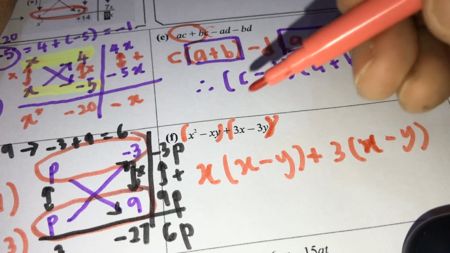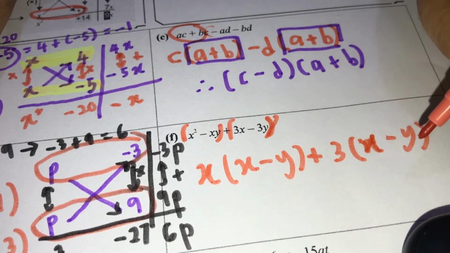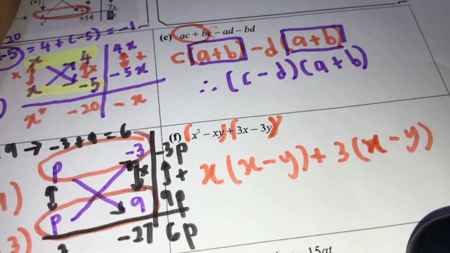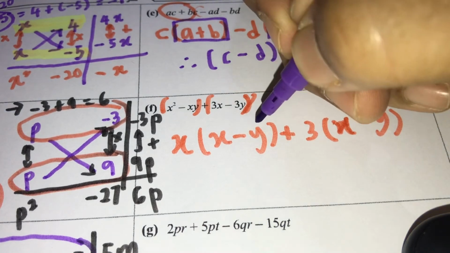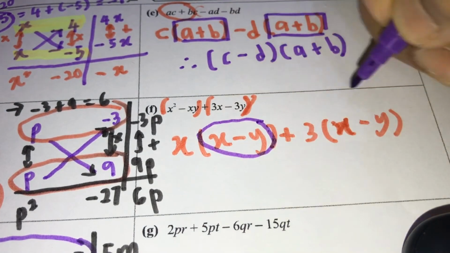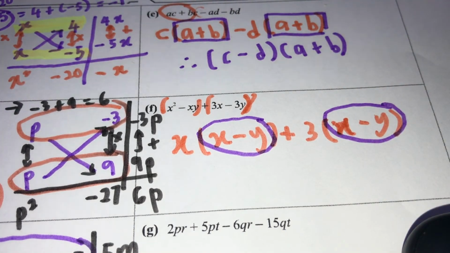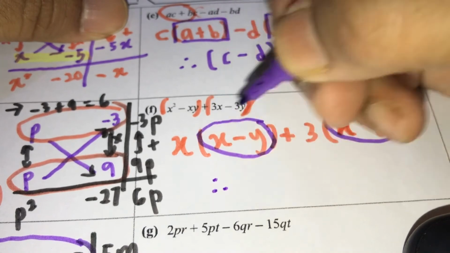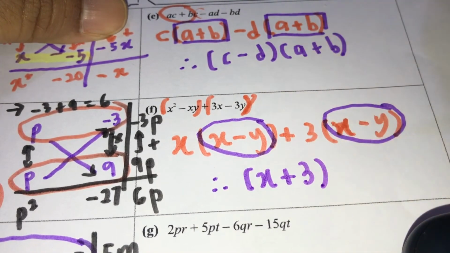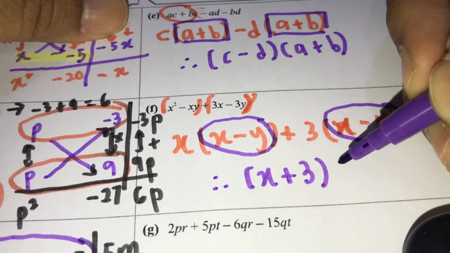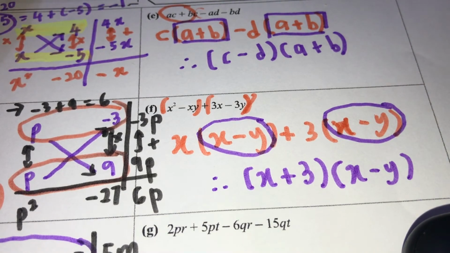If you want to check, you check like this. 3 times x, positive 3x. 3 times negative y, must get negative 3y. Okay, correct. After you write this one the same, here x minus y, this one also x minus y, right? Then you can write your final answer: x plus 3, another one x minus y. Okay, finish for question F.